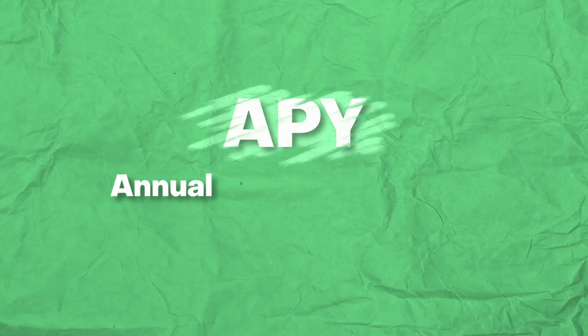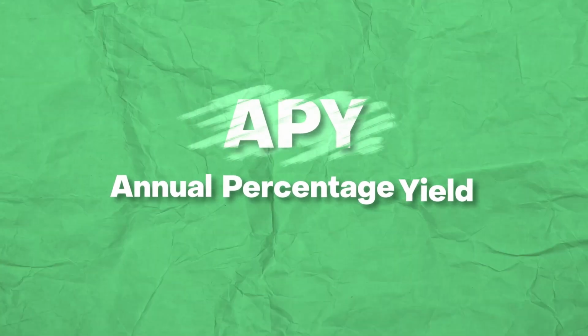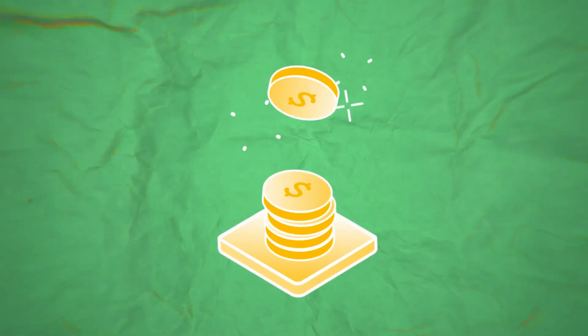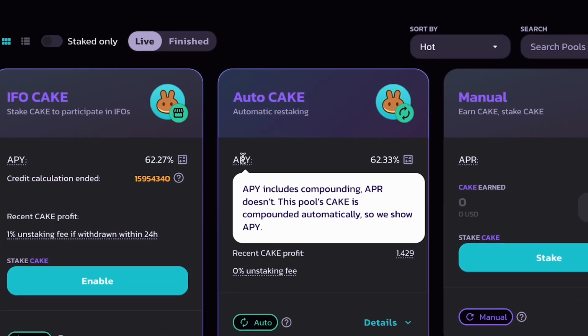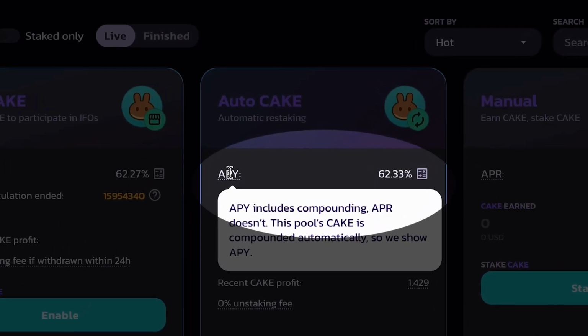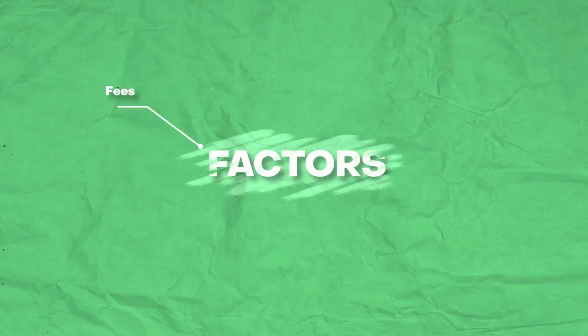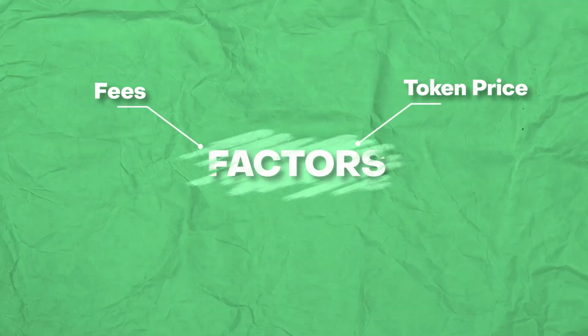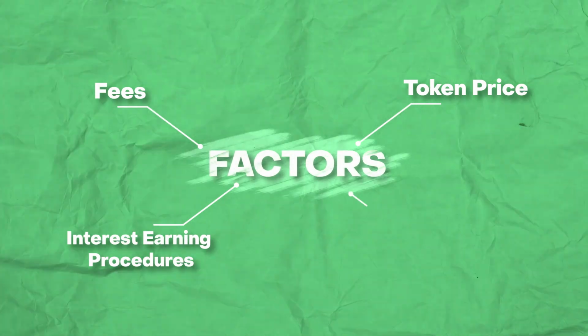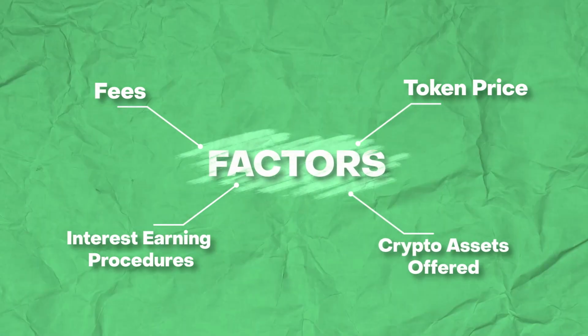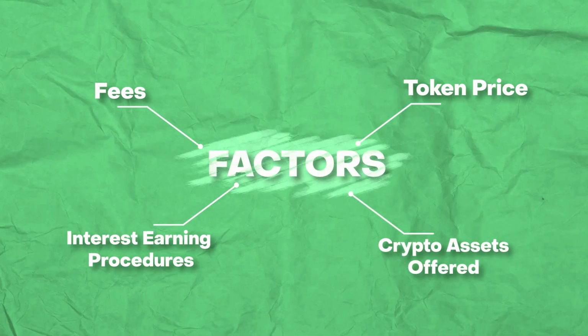Let's begin. APY stands for annual percentage yield, and it is a way of estimating the amount of money generated over the course of a year in lending and yield farming protocols. Some factors to consider where the compounding returns are concerned include the fees, token price, interest earning procedures, and the sorts of crypto assets offered. These can differ a lot from protocol to protocol.